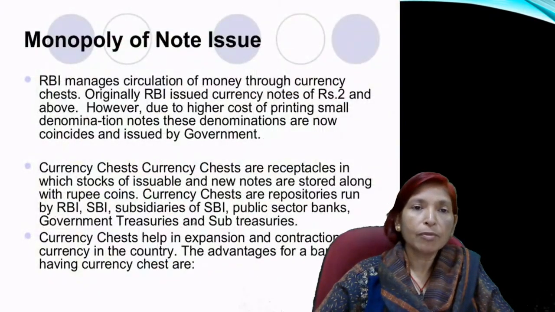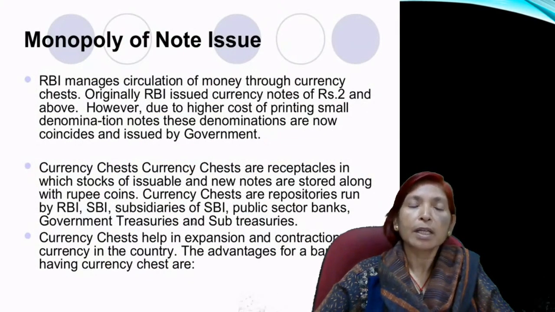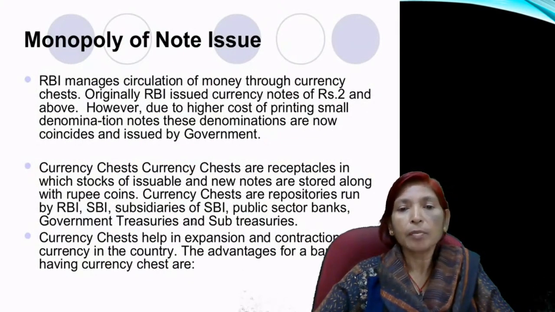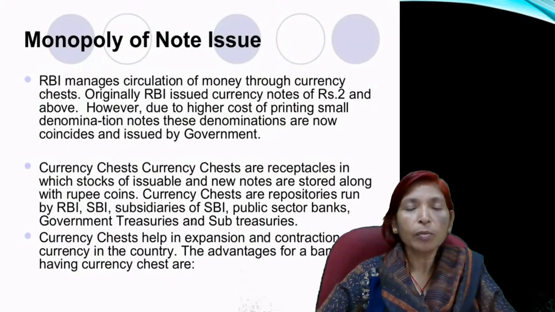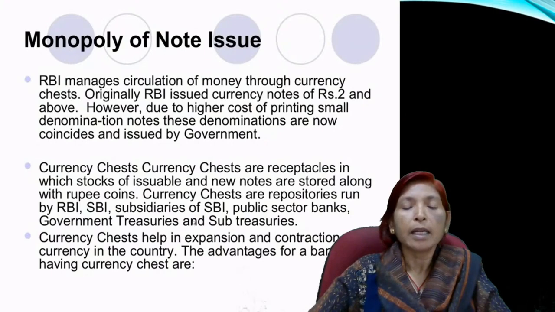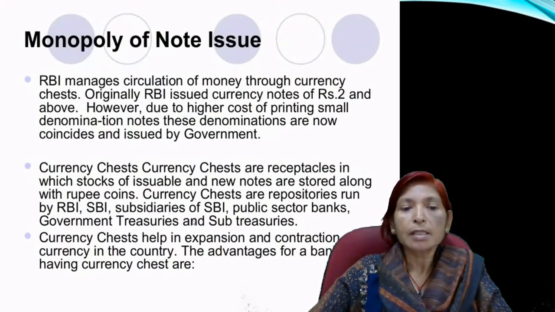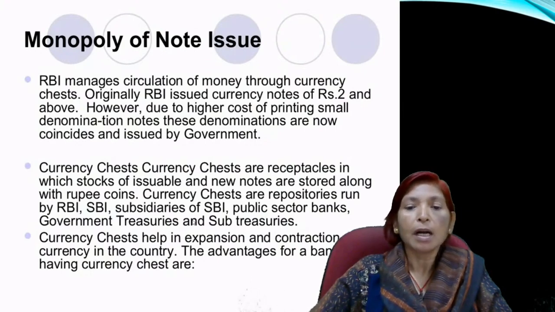Next is the monopoly of note issue. RBI manages the circulation of money through currency. Originally, RBI issued currency notes of rupees 2 and above. However, due to the higher cost of printing small denomination notes, these denominations are now coins issued by the government. And currency chests are receptacles in which stocks of issuable and new notes are stored along with rupee coins.